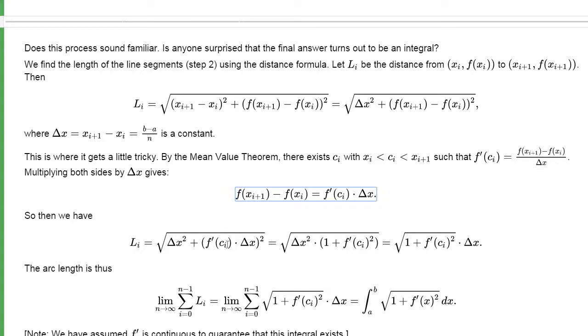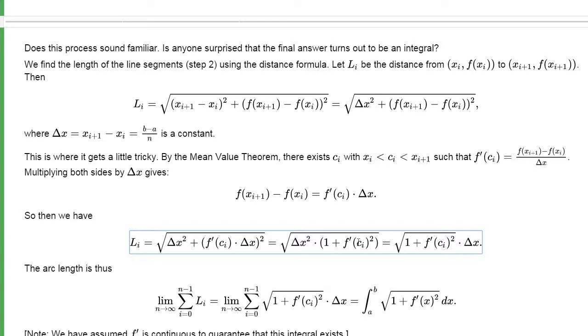Okay, so let's put that back up here in our L sub i with the distance formula. We're going to replace the change in y-coordinates with this derivative times delta x. So there it is. And notice here we got derivative squared, we have delta x squared, here's another delta x squared. So I'm going to factor out the delta x squared. You factor delta x squared out of this and you have 1. You factor delta x squared out of this and you have the derivative squared.